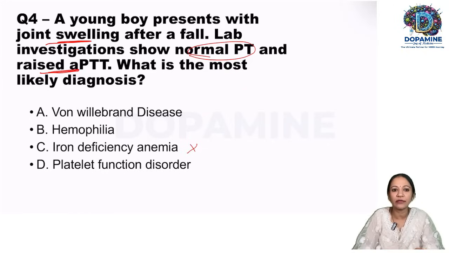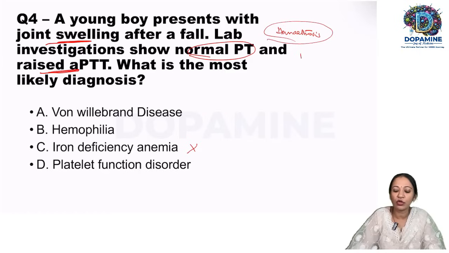So we have three choices, and the child is having joint swelling. So it is hemarthrosis. Okay. So hemarthrosis, what type of bleeding is this? It is a deep bleeding. So it is not a superficial bleeding. Because it is not a superficial bleeding, we can rule out platelet function disorders as well. Similarly, because it is not a superficial bleeding, we will rule out von Willebrand's disease as well.